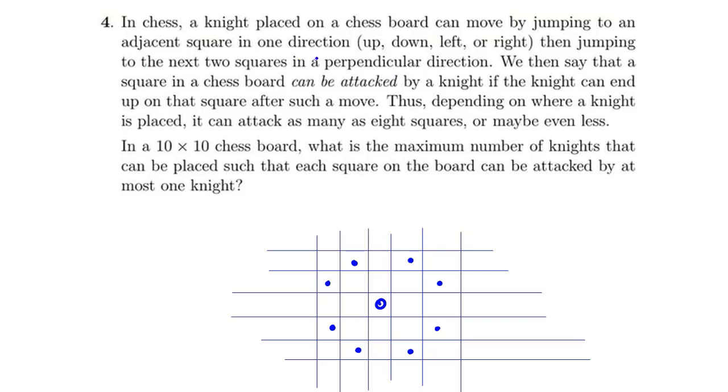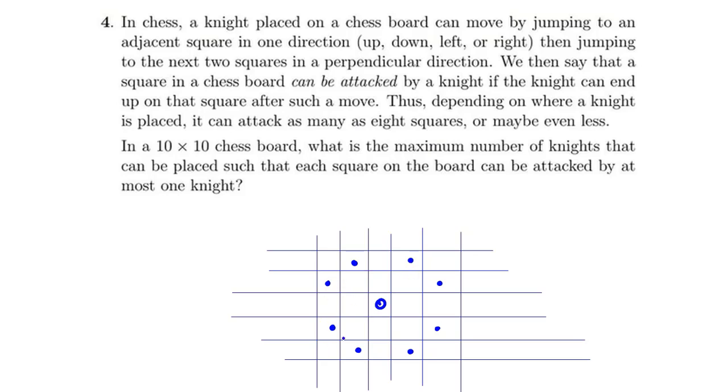So it says to an adjacent, then two perpendicular, like this. Then it says we say that a square in a chessboard can be attacked by a knight if the knight can end up on that square after such a move. So these 8 cells can be attacked by this knight. Thus, depending on where a knight is placed, it can attack as many as 8 squares. So in general, it is 8.